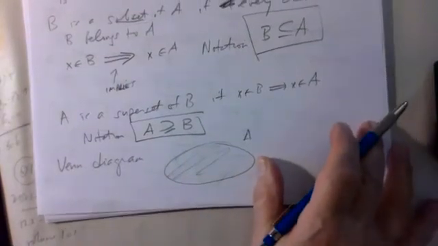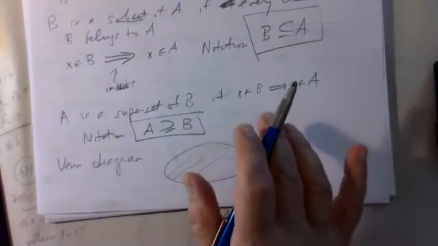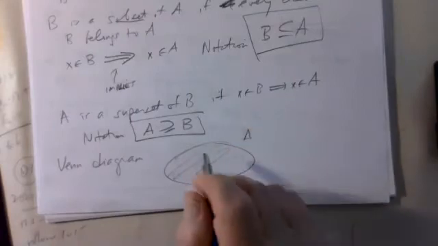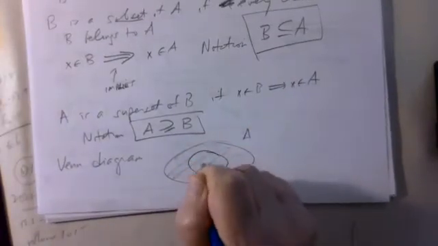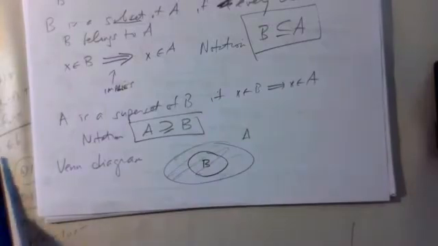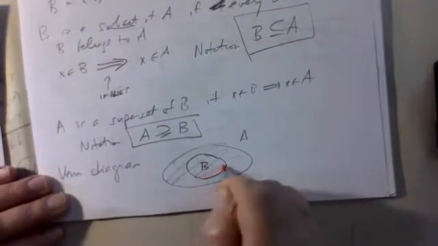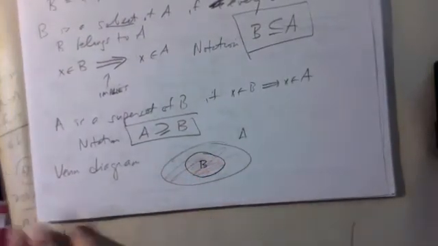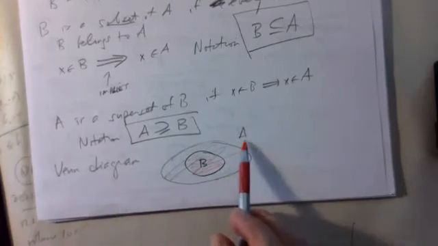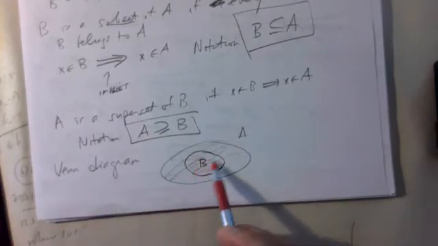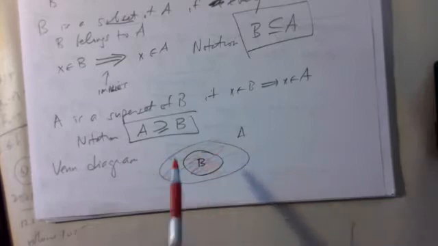And what does it mean for B to be a subset? It means that every element of B is contained in A. So this would be a Venn diagram that shows that B is a subset of A, because this region is contained in this larger region.